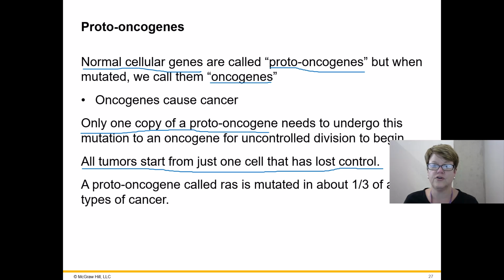And all tumors start from just one of your cells in your body that gets these kinds of mutations or loses control. There is a gene we all have, it's called RAS, and about a third of all types of cancer or tumors will have a mutation in that particular gene. So that gene is very commonly mutated in all different types of cancer. And by types, I mean like pancreatic cancer and breast cancer and ovarian cancer and prostate cancer. So a lot of types of cancer, colon cancer, have mutations in RAS.